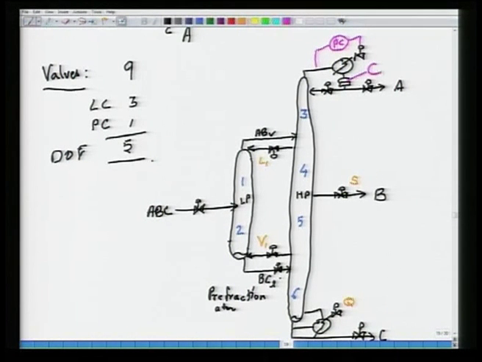This would be level control. This would be level control. This would be a level controller.